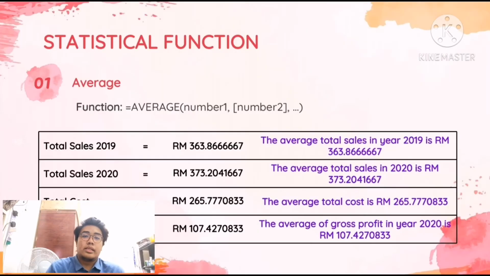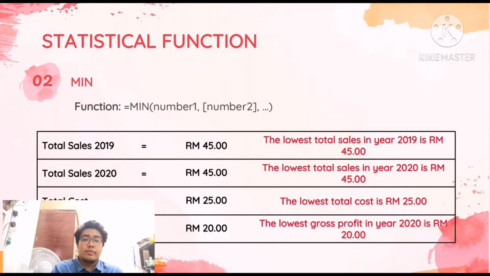Question 2. Statistical function. The first function that we use is average. Average is the arithmetic mean and is calculated by adding a group of numbers and then dividing by the count of those numbers. The formula is equal average number 1, number 2, until the numbers you want to count. Below is the abstract answer from the company Excel after we use the formula. For example, the average total sales in year 2019 is RM363.87.